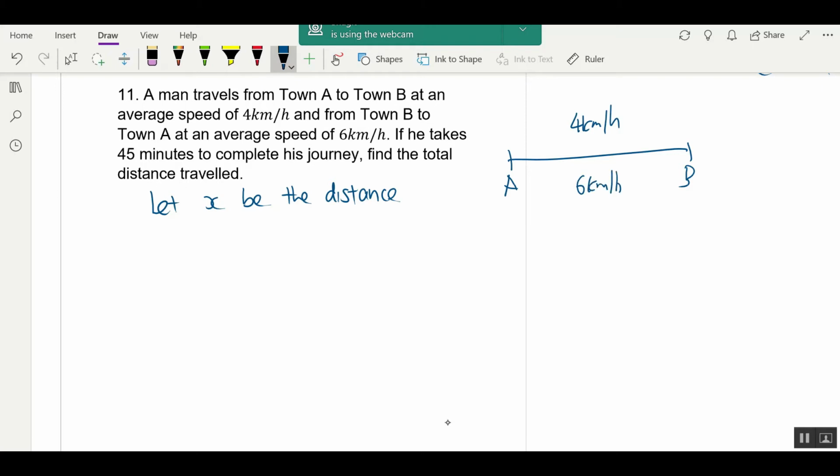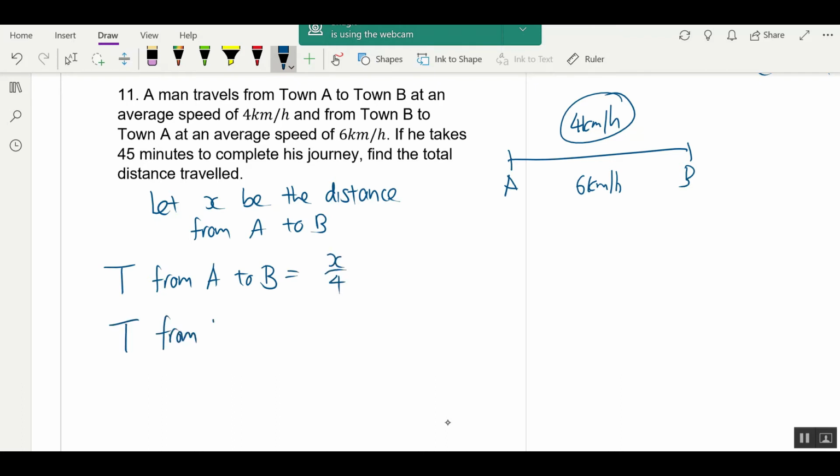So what can you find first? You should actually find what is the distance, okay, from A to B. Let x be the distance from A to B. Okay, now you have distance, you have speed. You can get time from A to B is equals to x over 4. And what is the time from B to A? It will be equals to x over 6.